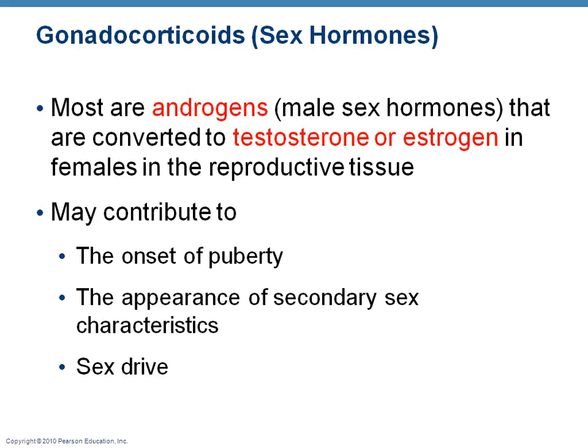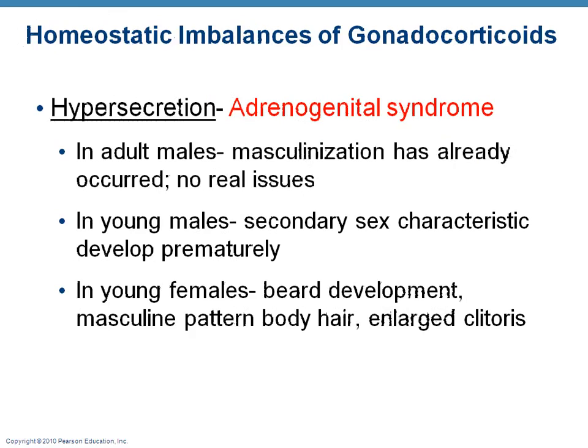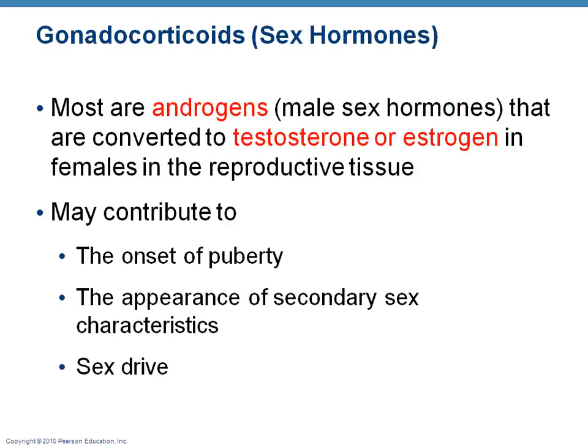He's constantly searching for somebody, right? Well, same thing for females. Your level of testosterone determines your sex drive. So basically what's going to happen is these gonadocorticoids are going to be released from the adrenal cortex, and they are going to trigger your reproductive tissue to the onset of puberty and these secondary sexual characteristics.